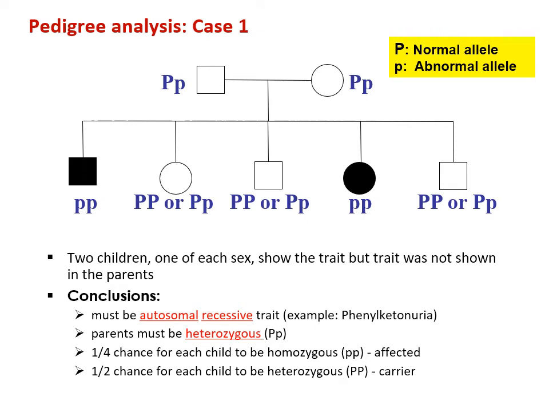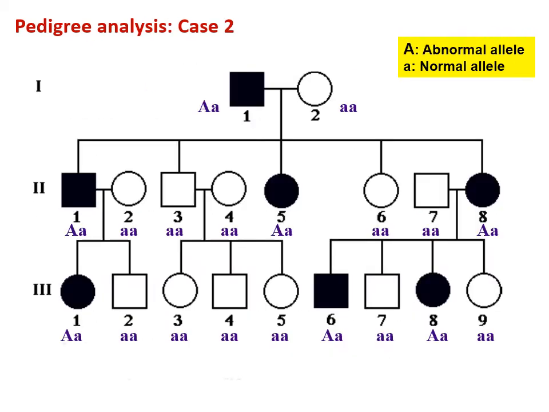In this example, two children show the trait, but the trait was not present in the parents. Based on this information, we can conclude that it is an autosomal recessive disorder, and both parents are carriers. In this example, the trait occurs in every generation. Therefore, we can conclude that it is an autosomal dominant disorder.